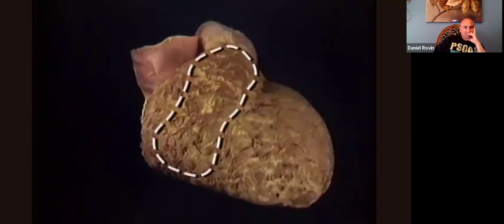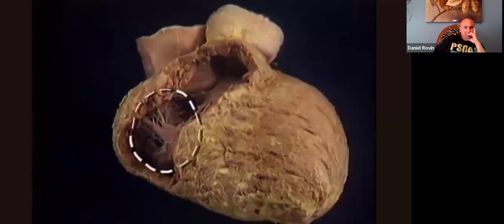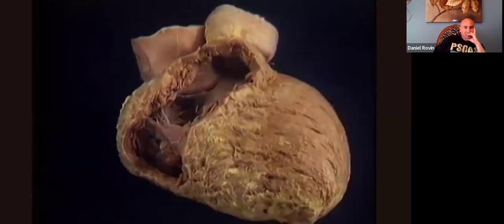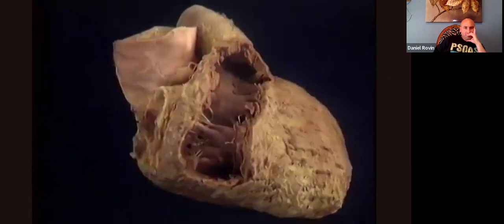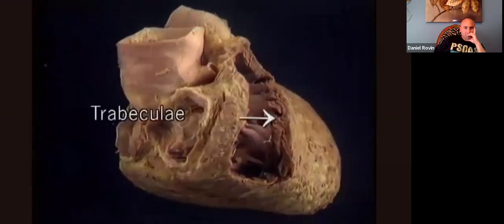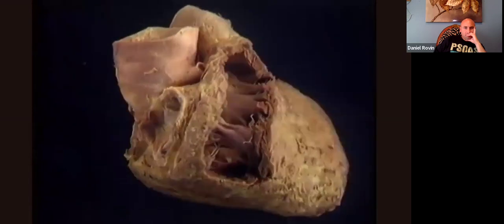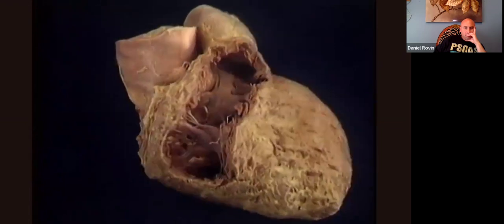To see inside the right ventricle, we'll remove this part of its wall. The tricuspid valve is here. We'll look at it in a minute. The pulmonary valve is up here. The anterior part of the right ventricle, the apex, extends out of sight down here among these intersecting bands of muscle called trabeculae. This is part of the interventricular septum. The left ventricle is on the other side of it.